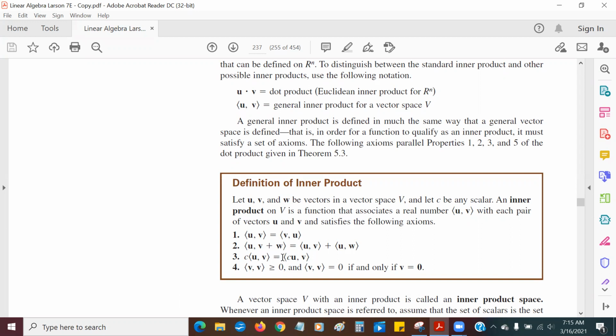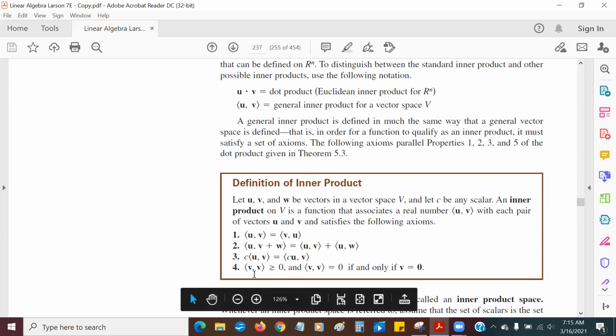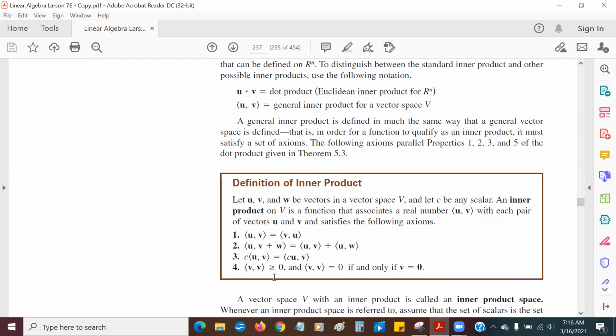And finally, v comma v has to be greater than or equal to 0, and v comma v will equal 0 if and only if v is the 0 vector. So any vector which is inner producted with itself has to be greater than or equal to 0. By the way, we saw that with dot products that they were always greater than or equal to 0.